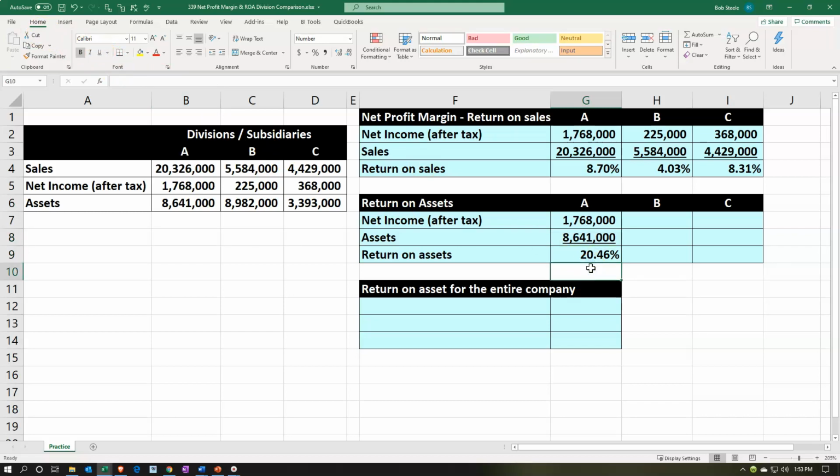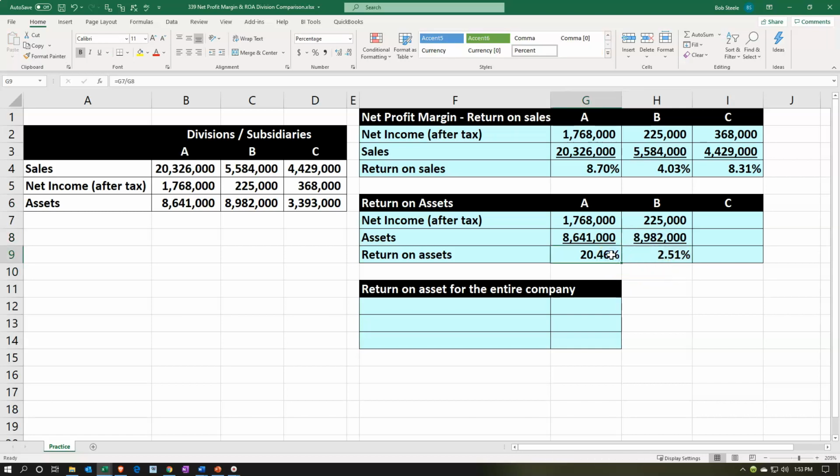Is that good or not? Well, it depends on industry standards and on past performance. And in this case, we're comparing to the other divisions to see how they're performing relative to each other. So then we're going to compare B, where we've got the net income divided by the assets. And so this is going to be equal to the 225 divided by the assets. We're going to copy the formatting of these two cells, Home tab, clipboard, format painter. Going to paste that over here.